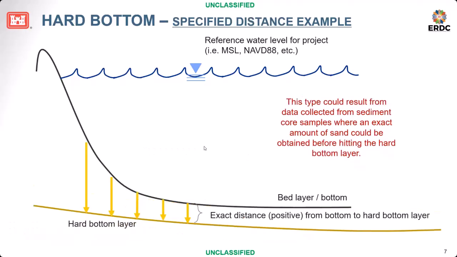And so the next type is a specified distance. This would be where the hard bottom layer is a certain distance, and you know what that distance is from sediment cores or things like that, where you may have gotten some answers out there. And so you would provide information for these cells with the exact distance from the bottom down to that hard bottom layer. So that's a positive number and distance down.